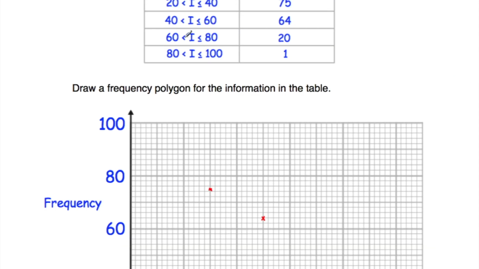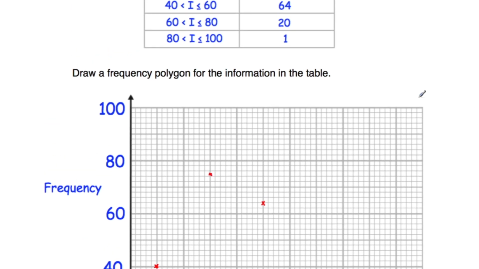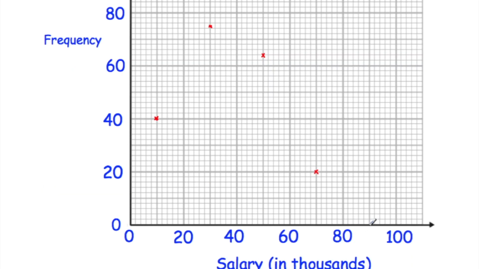Okay, next we're going to go in between 60,000 and 80,000. That's going to be 70,000 across and 20 up. So we're going to go to 70,000 and 20 up, which would be here. And finally, our last point is between 80 and 100, so that's going to be 90, and we're going to go up to 1. So we're going to go 90,000 across, and each box is worth 2, so we're going to go up half a box. We're just going up to half there, so just there.